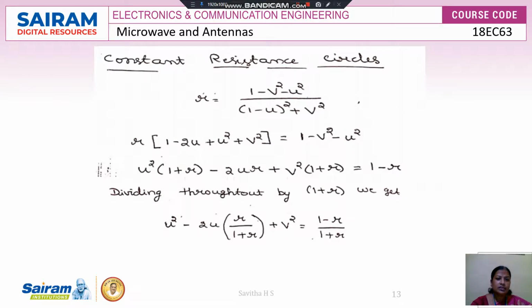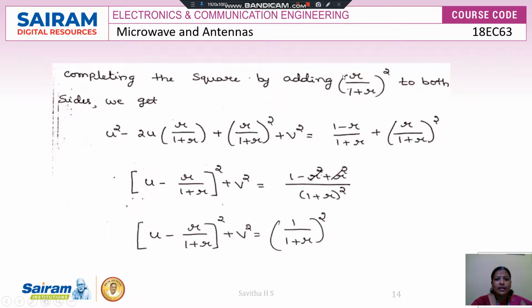Now we'll see the constant resistance circle. This is the expression for the constant resistance circle. I am cross multiplying the terms here. So this is r into (1 minus 2u plus u square plus v square), equal to 1 minus v square minus u square. Expanding this expression and taking u square common, this is u square into (1 plus r), minus 2ur, plus v square into (1 plus r), is equal to 1 minus r. Now dividing throughout the expression by 1 plus r, the expression will be u square minus 2ur by (1 plus r) plus v square equals (1 minus r) divided by (1 plus r).